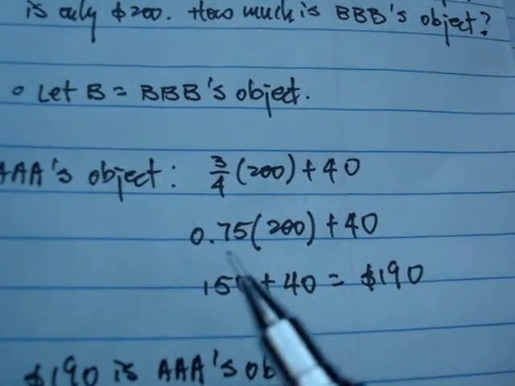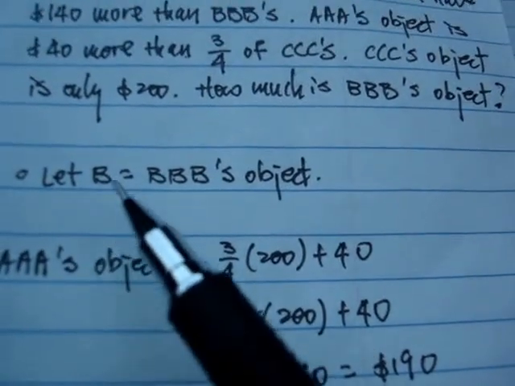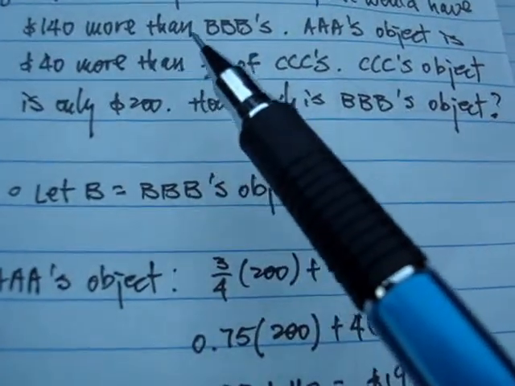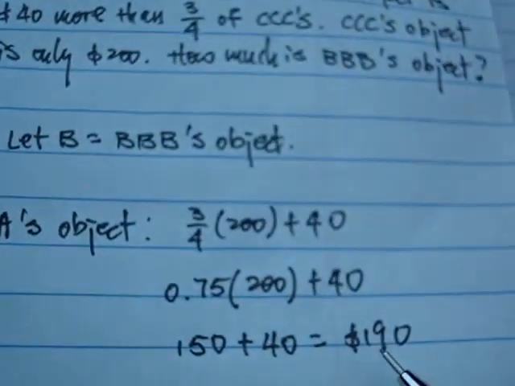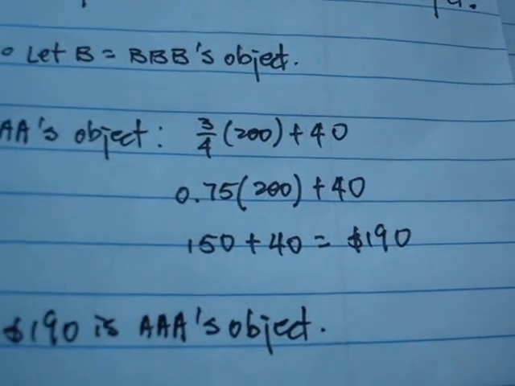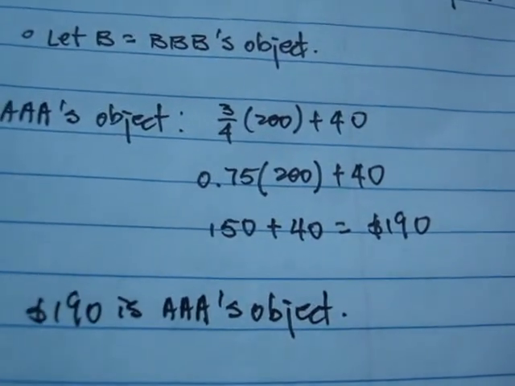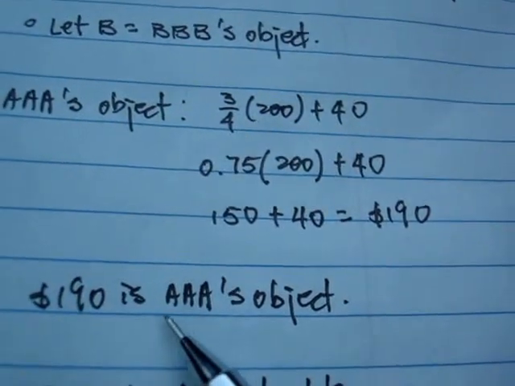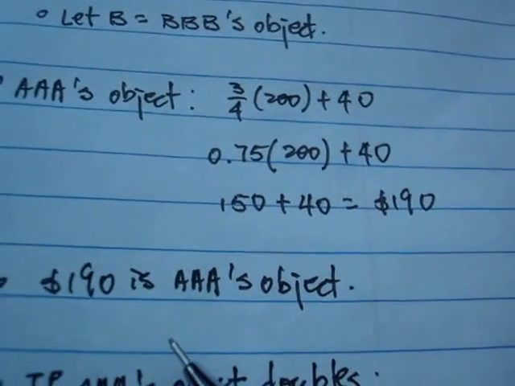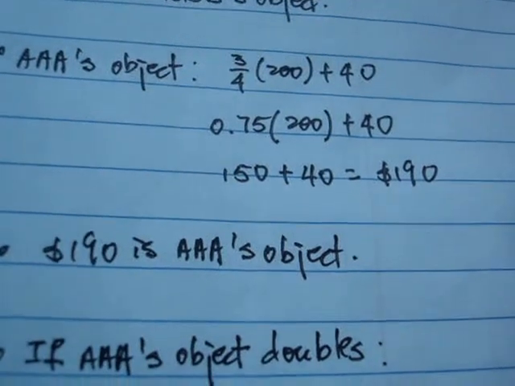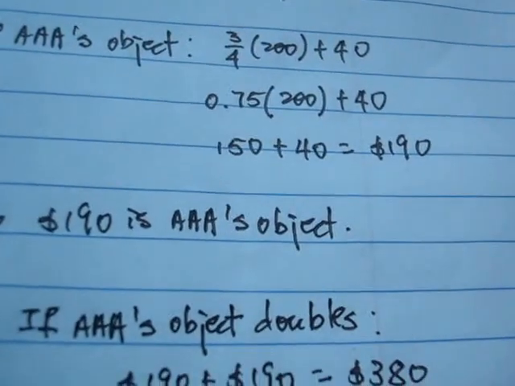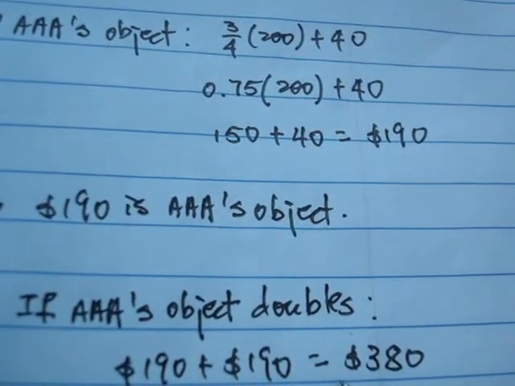Now that you have AAA's object, from the given, it says if AAA's object doubles. So what does that mean? That means you take 190 plus 190, because we already found AAA's object, right? But the given says if AAA's object doubles, that means you add it together. So it's 190 plus 190, that equals 380.